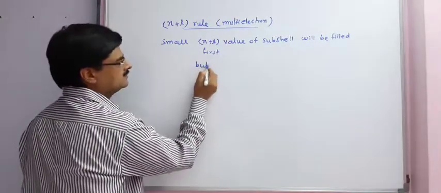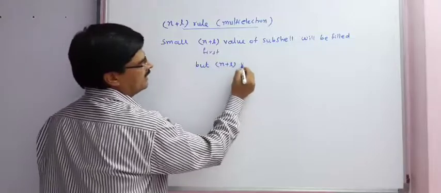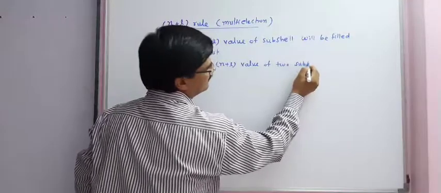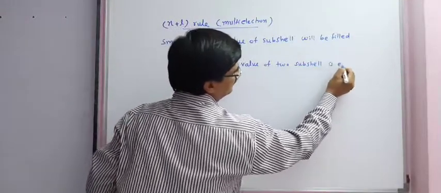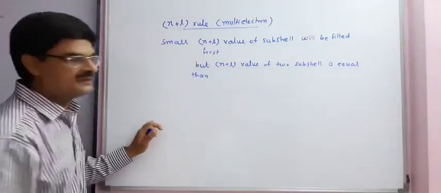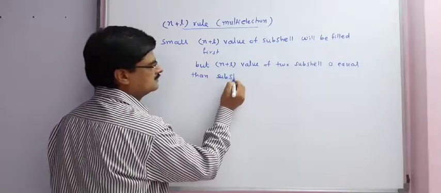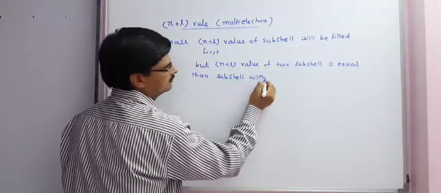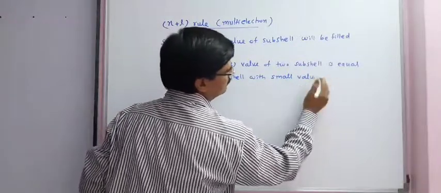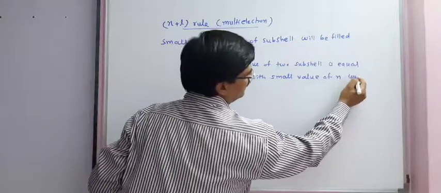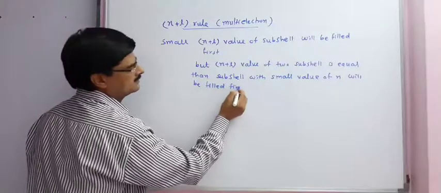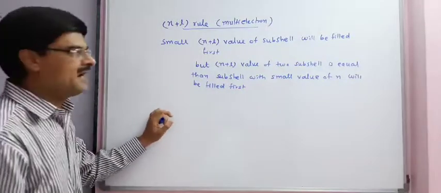But if n plus l value of two subshells is equal, then the subshell with the smaller value of n will be filled first. This can be understood by taking an example.